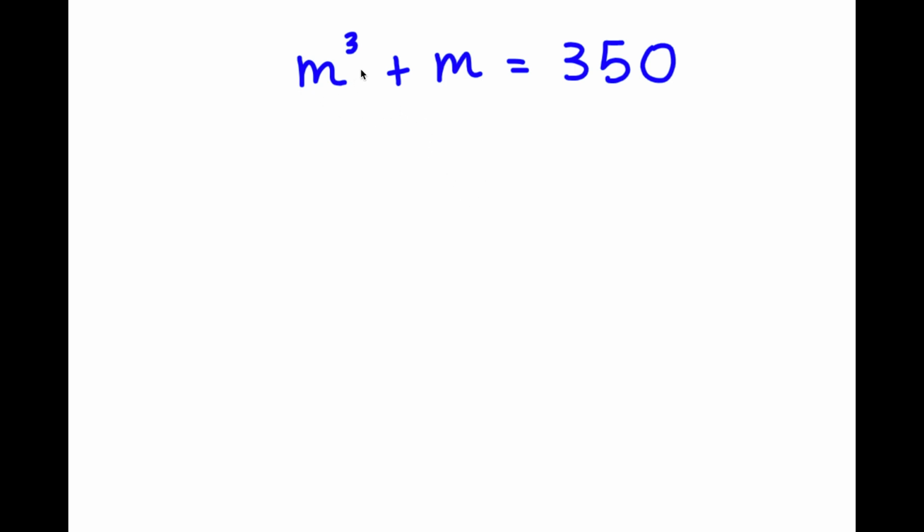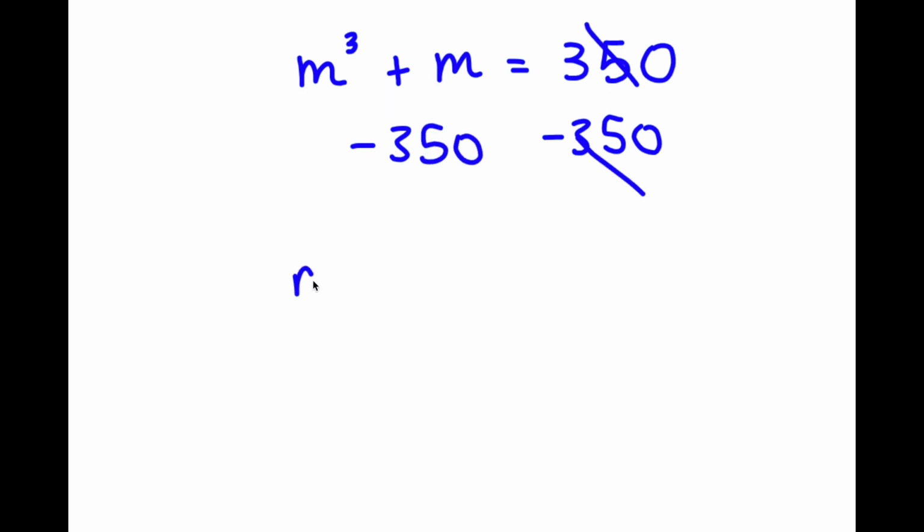Alright, so in this problem, I have m to the power of 3 plus m is equal to 350. So the first thing I'm going to do is subtract 350 on both sides. So these two cancel out, and now I have m to the power of 3 plus m minus 350 is equal to 0.